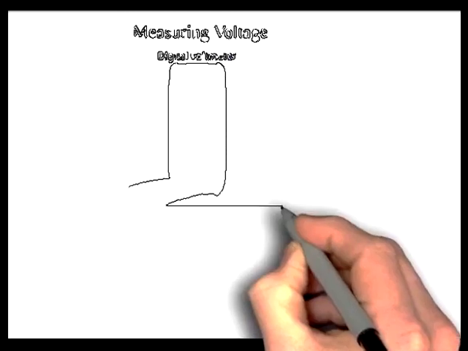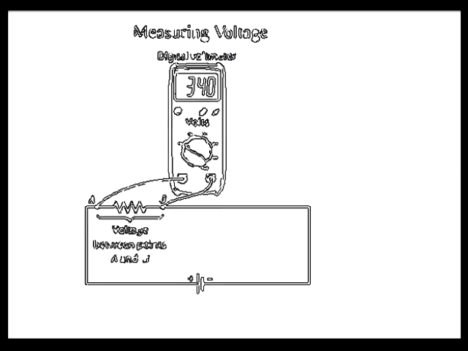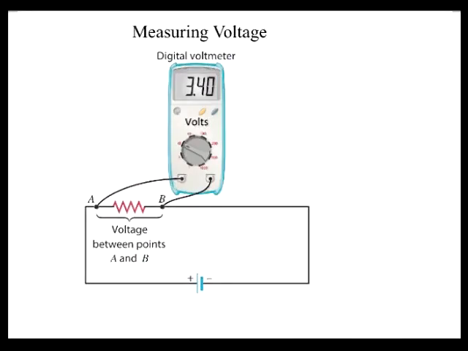For example, if we wanted to measure the voltage across the resistor in this circuit, we would hook up the inputs of the voltmeter with one probe at A and the other at B. This measures the voltage between points A and B, which is also the voltage drop across the resistor. When making such a measurement, it is important that the probe with which you are measuring does not affect the circuit while in the measurement process.